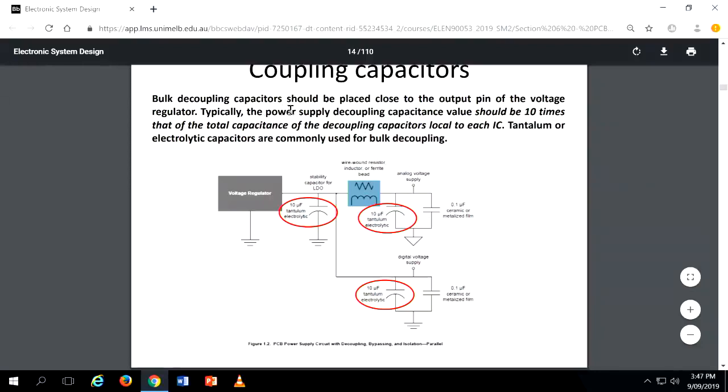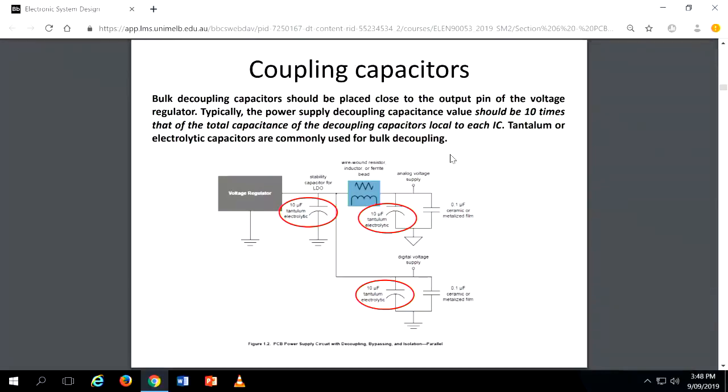See, they say the power supply decoupling capacitance value should be 10 times the total capacitance of the decoupling capacitors local to each IC, meaning near the IC you also put some capacitors. In some literature people call that bypass, but here they again use decoupling. You know what I mean? So we need some kind of distinction, and only then can this concept be learned properly.